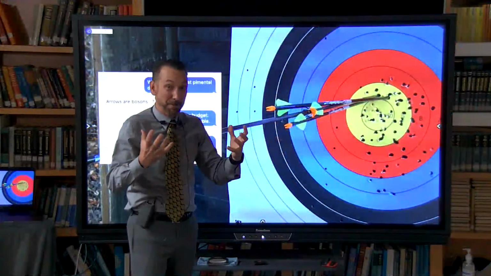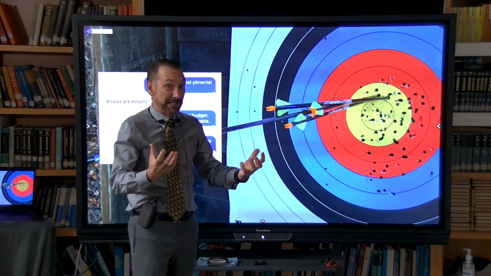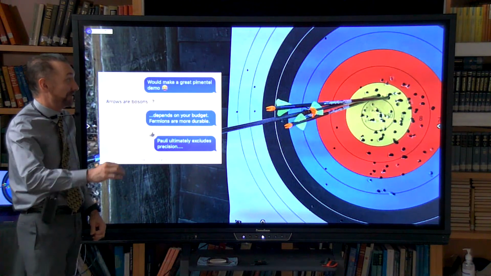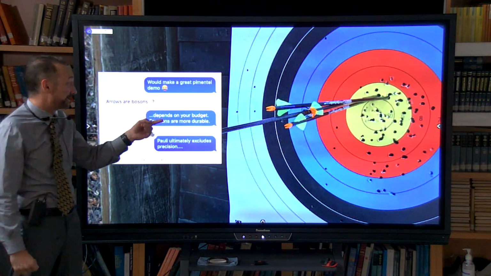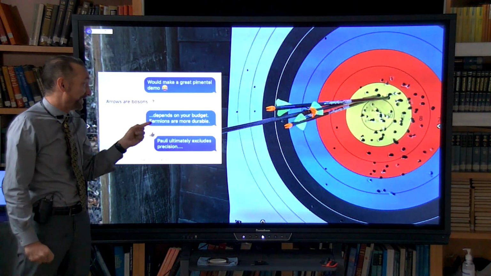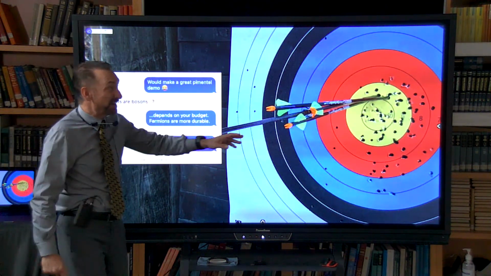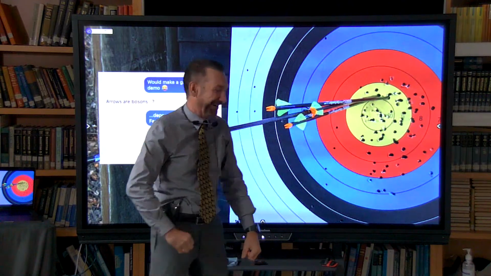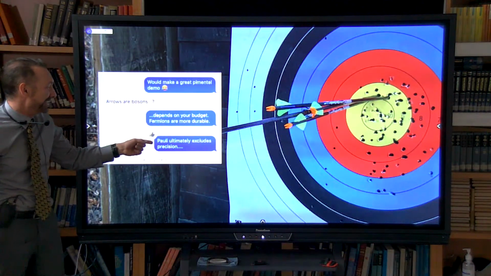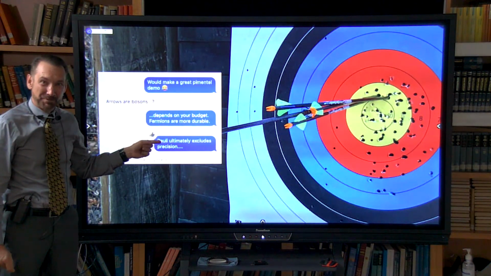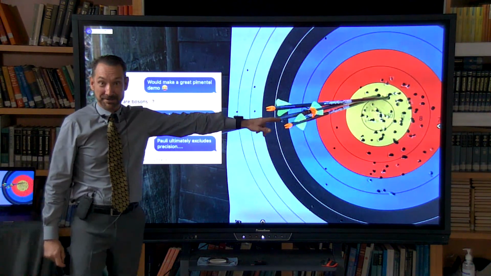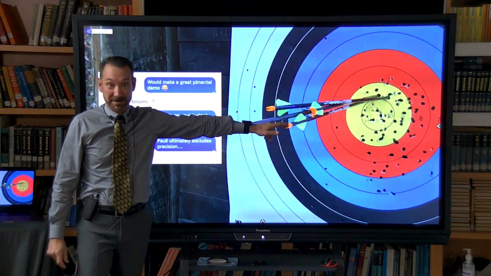So here's how ginormous a geek I am, and maybe my friend, I won't speak for him, but I of course said, well, that depends on your budget. If you buy the fermion arrows, then they never do this. They never overlap in space and they last longer. And then the Pauli principle ultimately excludes precision. That is, you can never do this if your arrows are fermions.